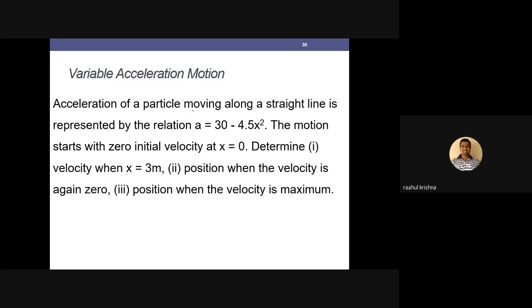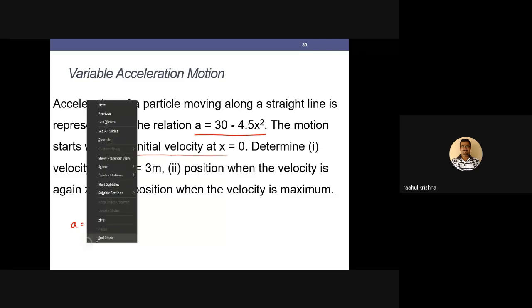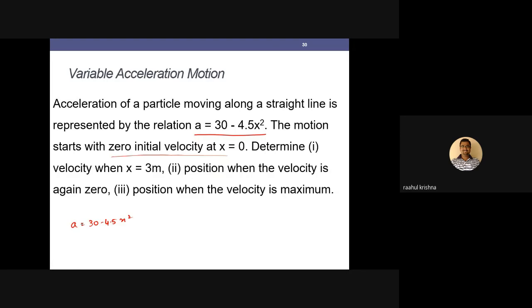Now the next case is that the acceleration of a particle along a straight line is represented by a equal to 30 minus 4.5 x square. The motion is starting with 0 initial velocity at x equal to 0. So I have a equal to 30 minus 4.5 x square, and v equal to 0 when x equal to 0. I'm supposed to find out the velocity when x equal to 3 meters, then the position when the velocity is again 0, and then the position when the velocity is maximum.